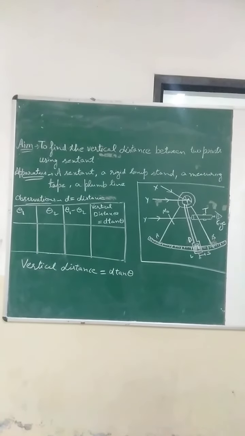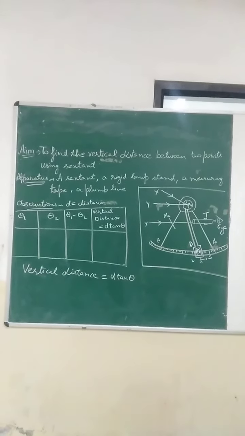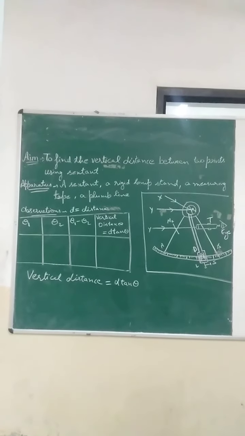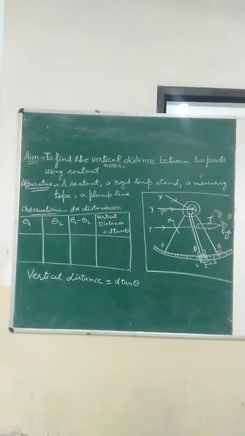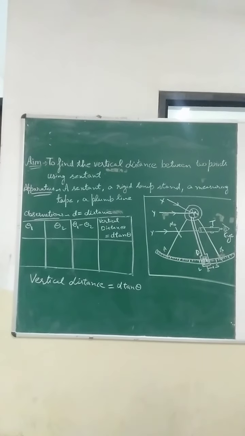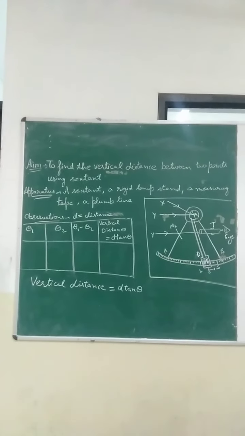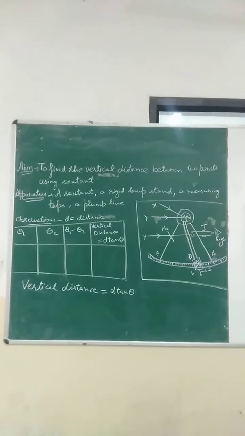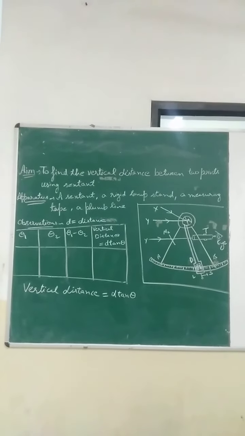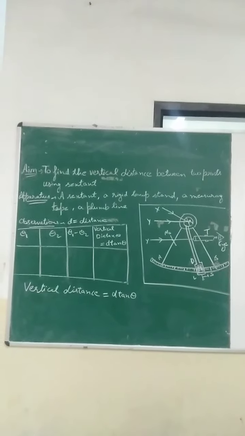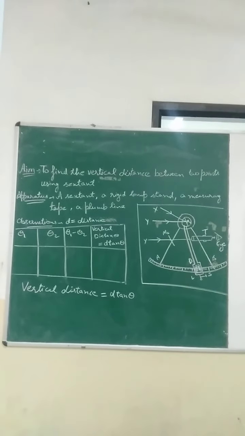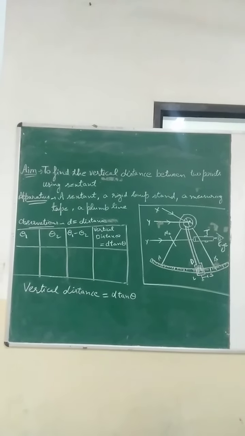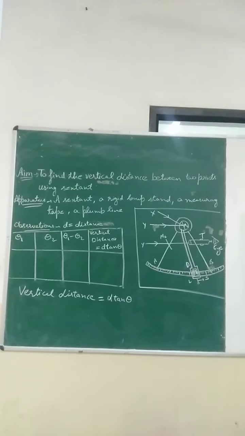Here is the observation table. D is the distance between the sextant and the image which I am going to measure. On the wall, I have marked the 2 points, the lowest point and the uppermost point. So the distance between the wall and the sextant is D. Theta 1 is the measurement of the lowest point. Theta 2 is the measurement of the uppermost point on the wall.